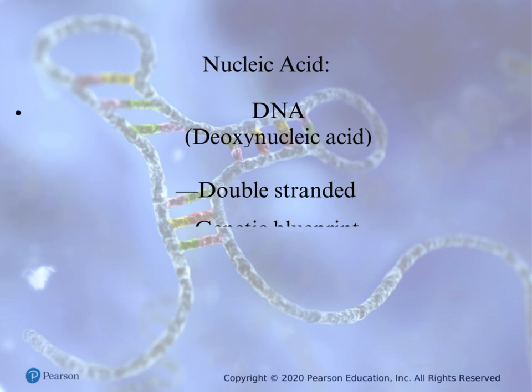So let's review. DNA is a nucleic acid that is double-stranded. It's the genetic blueprint for how to make proteins, so it dictates protein synthesis. It also contains bases A, G, T, and C.